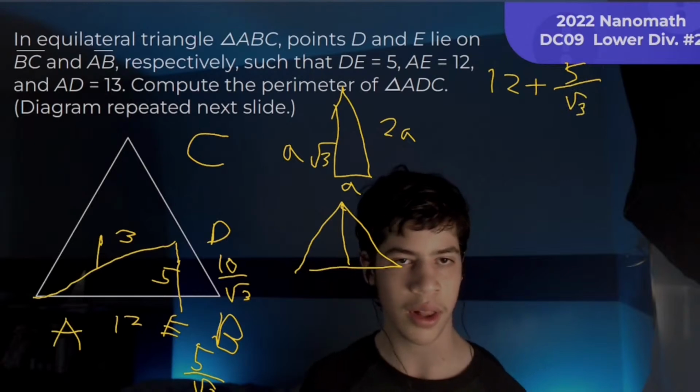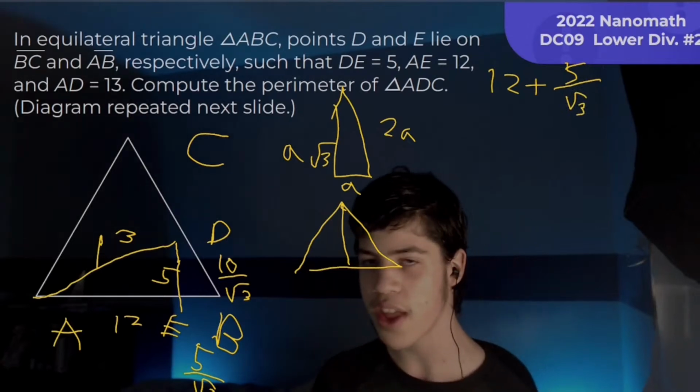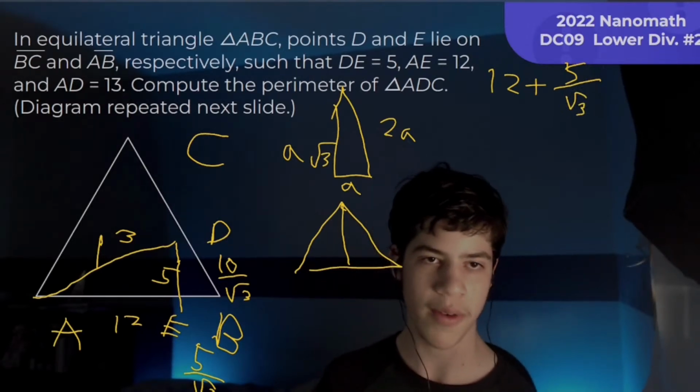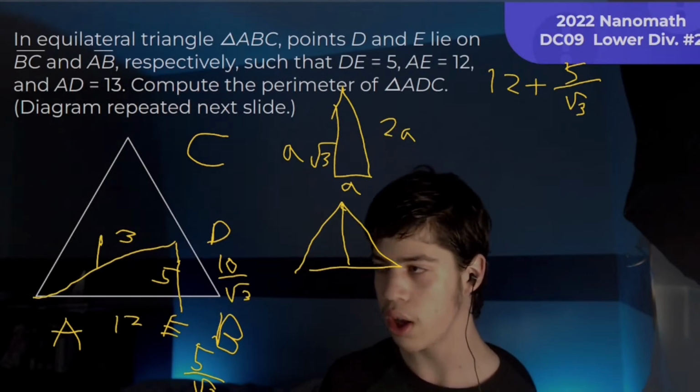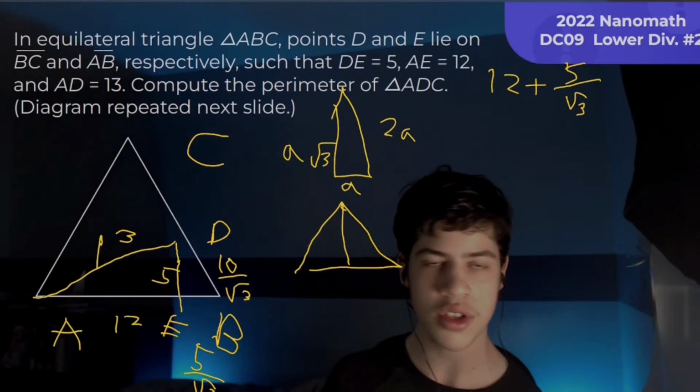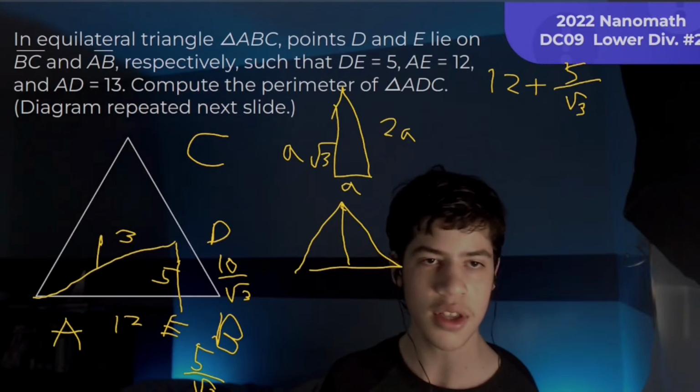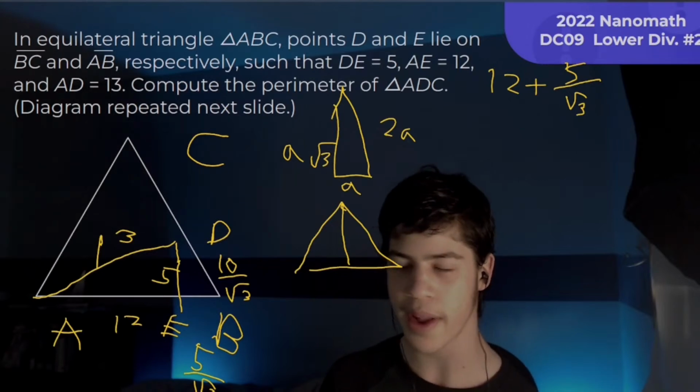And because it is an equilateral triangle, all of the sides are the same. We have AC is also 12 plus 5 root 3. All right. And the last thing we just need to know is that CD is going to be CB minus BD.